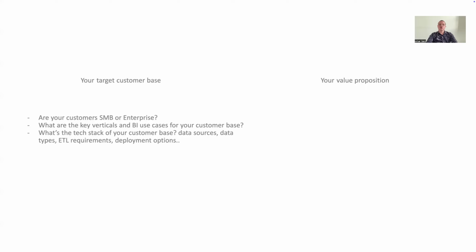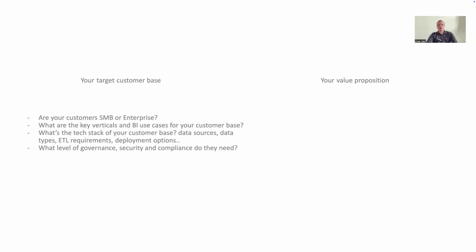Third, it's important to look at the tech stack of your customer base. Take a look at the data sources, the data types, the ETL requirements, the deployment options. And here, immediately, it's going to disqualify some of the vendors because they are deployed on a single cloud, or because they don't have strong ETL requirements, or because of the data sources and data types your customer uses, then they're not going to have the right support for this data type.